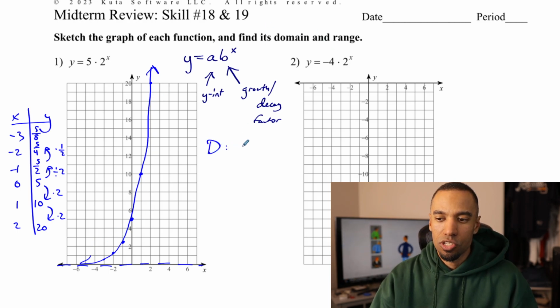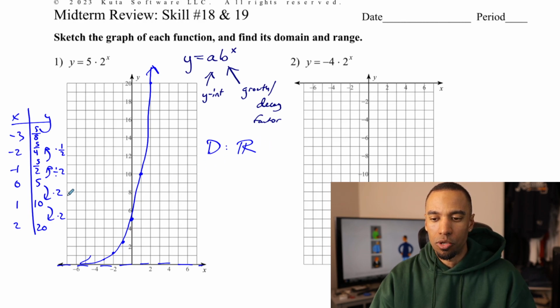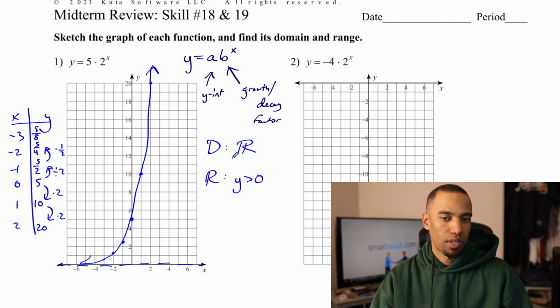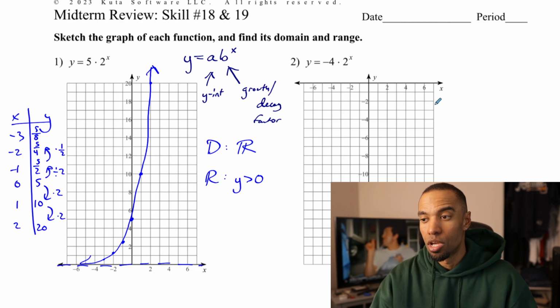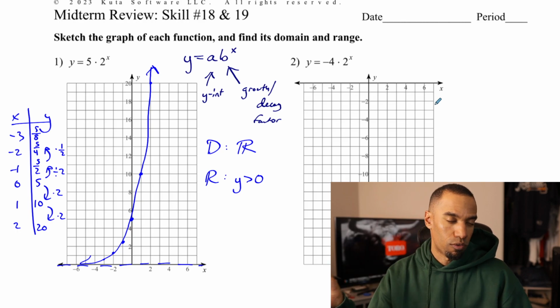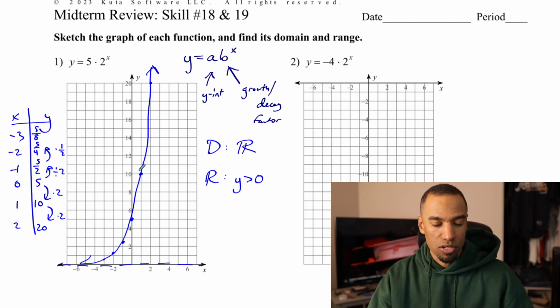The domain of this is all real numbers. This hits every value in existence left to right. The range is y is greater than 0. These are going to be very redundant when it comes to me answering these. Domain will always be all real numbers. We're always going to be greater than 0 or less than 0 for range. All my points are positive.